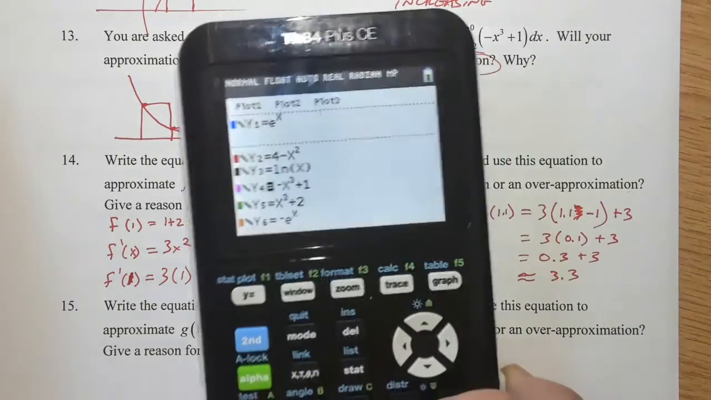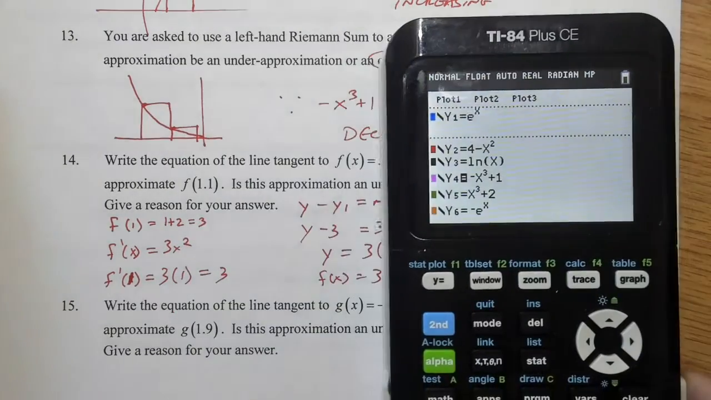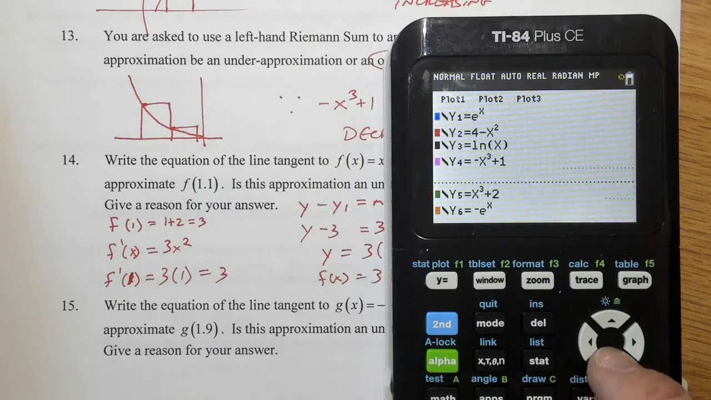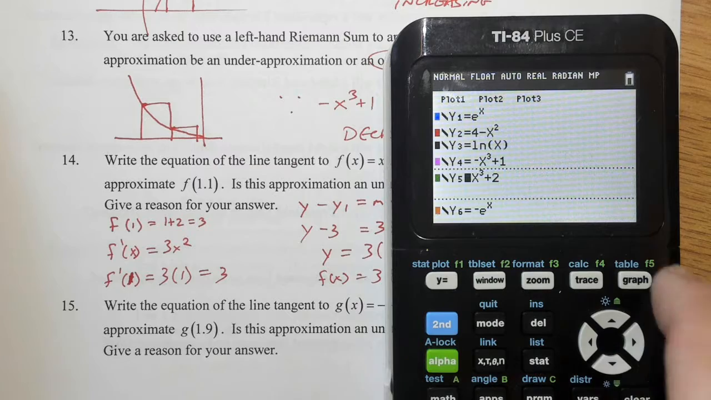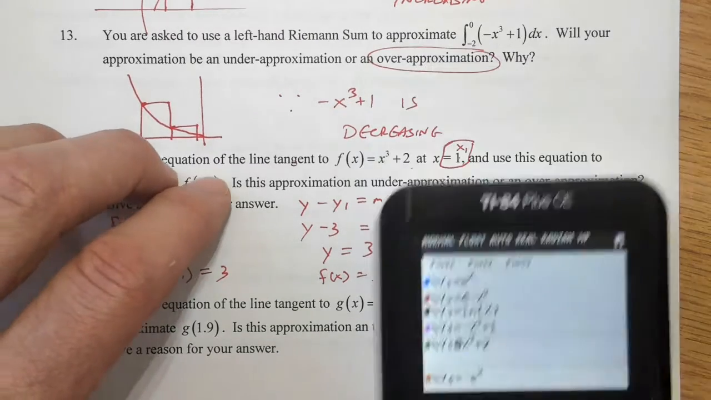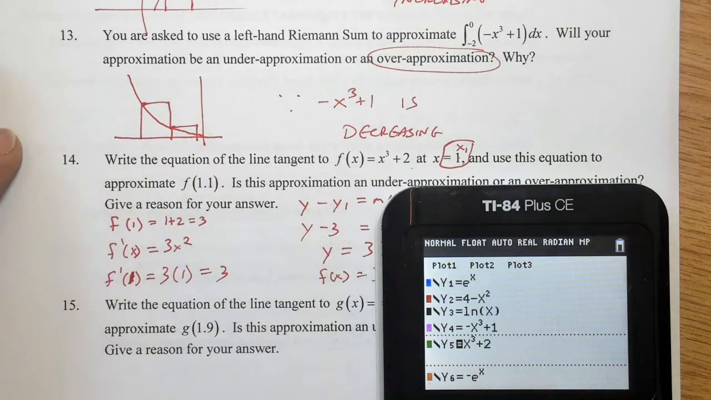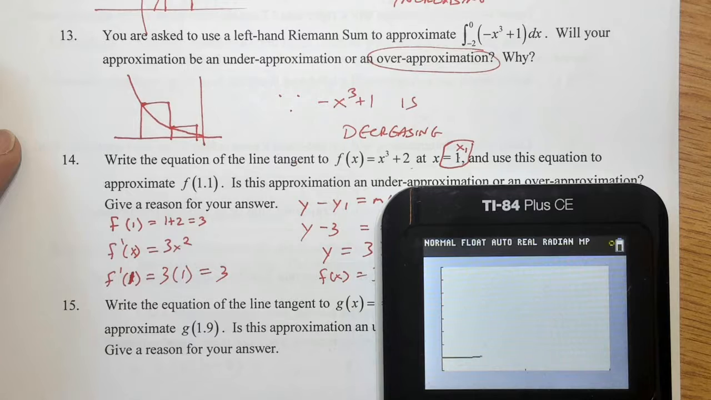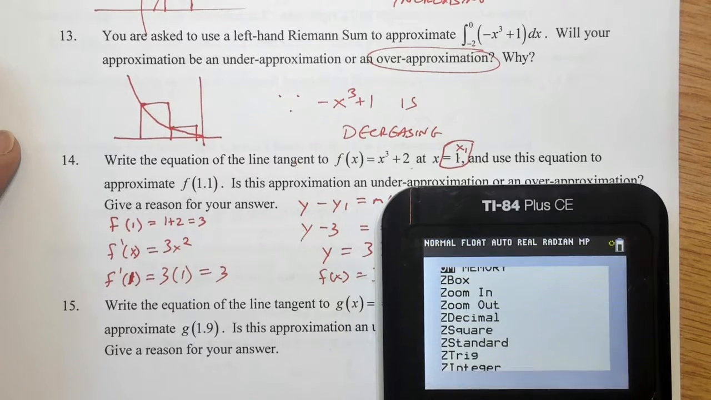Well, let's go back to our graph. We're going to turn off the previous problem, turn on the next one, and we're interested around the point when x is equal to 1. So I'm going to go to my window, and I'm going to go from 0 to 2. That puts 1 right in the middle of it. And let's do zoom 0.